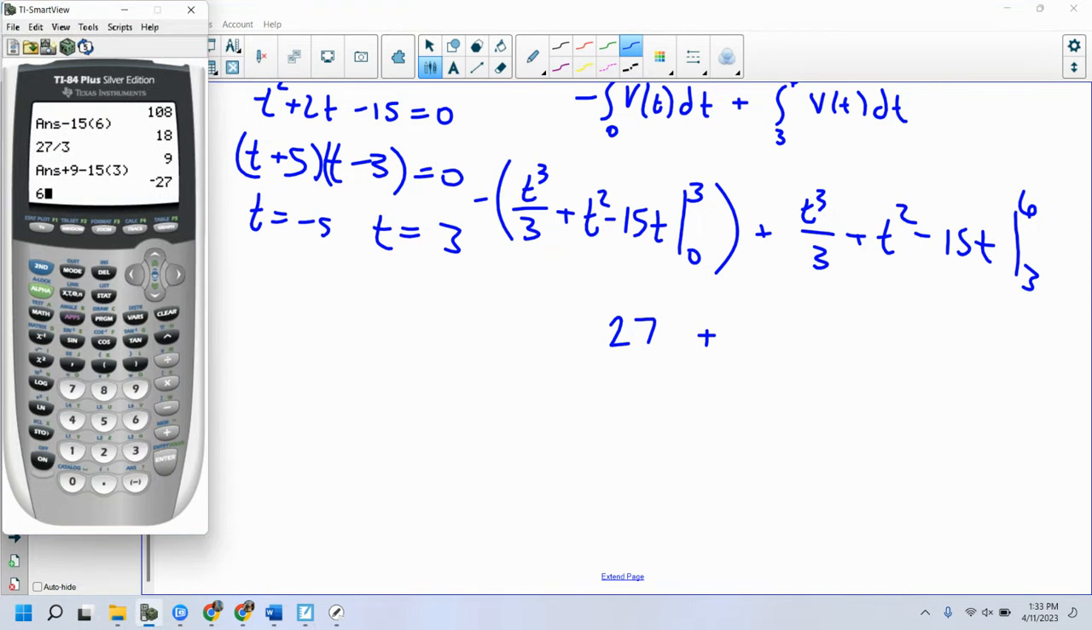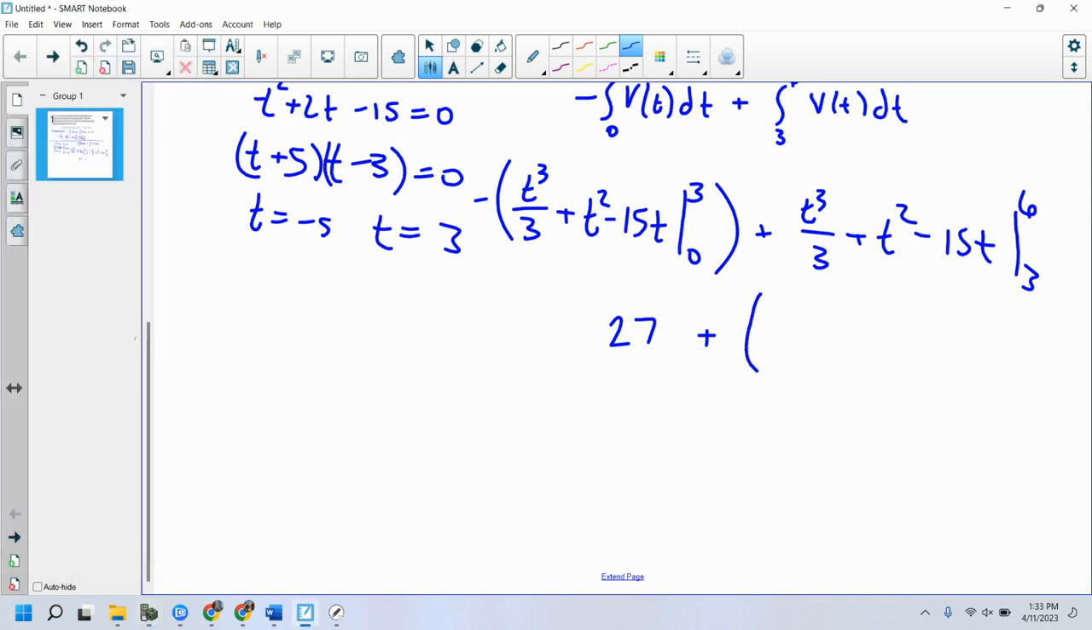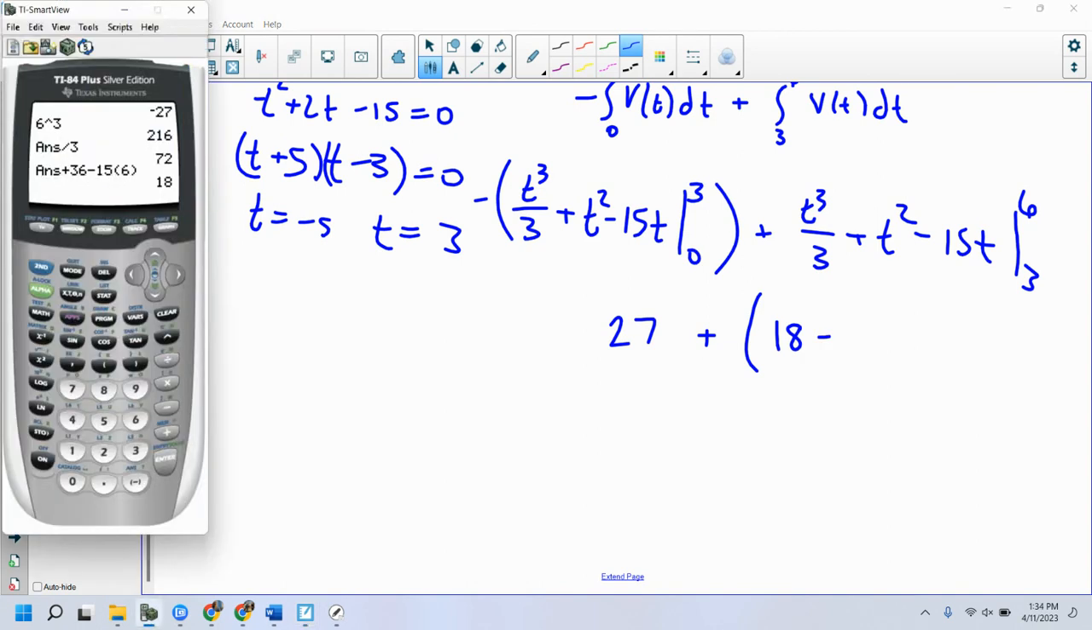So let's plug in 6. 6 to the third divided by 3 plus 6 squared, or 36, minus 15 times 6. Okay, so that gives me 18. This is 18 minus, and then I've got to plug in 3. Top minus bottom. 3 to the third, which was 27, divided by 3, which is 9, plus 9, plus 3 squared, which is 9, minus 15 times 3, which is 45. Negative 27.